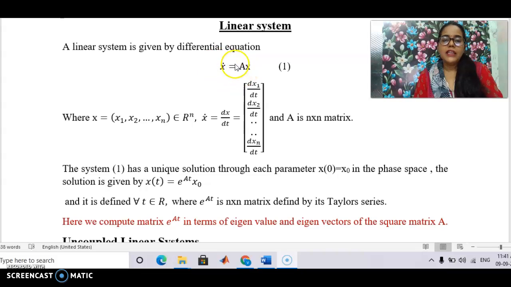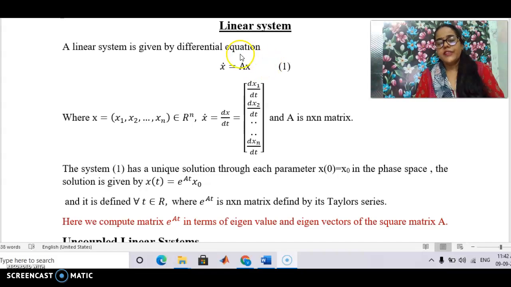So the system is defined in n-dimensional space. It means it has n equations: dx1 upon dt equals a of x1, dx2 upon dt equals a of x2. There are n equations in that system, which is defined by equation number 1. Because this is a first order system with no power of x on the right hand side, it is a linear system.